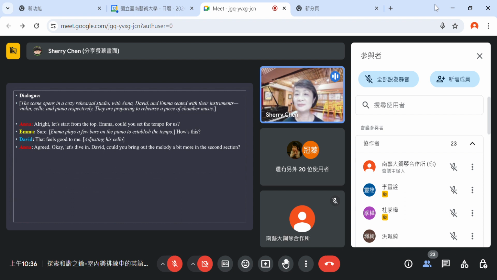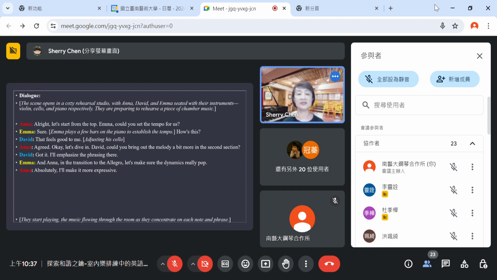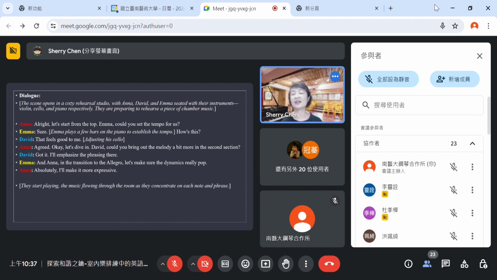David, could you bring out the melody a bit more in the second section? Okay, so Anna wants David to play out more in the cello. Okay, David says, got it. I'll emphasize the phrasing there. And Anna, in the transition to Allegro, let's make sure the dynamics really pop. 就是 means dynamic really pop，就是这个 dynamic 就是这个大小声要再明显一点点，really pop 就是明显一点。Okay, absolutely, I will make it more expressive. 再更多的表情啊。They start playing, the music flowing through the room as they concentrate on each note and phrase.